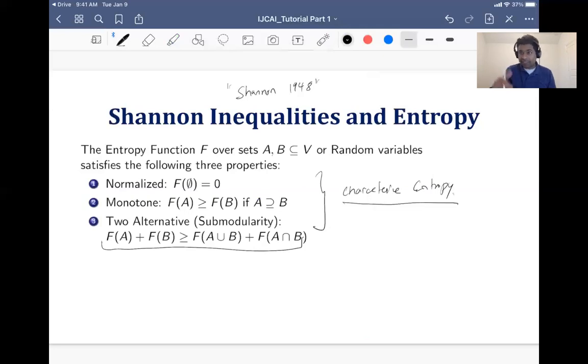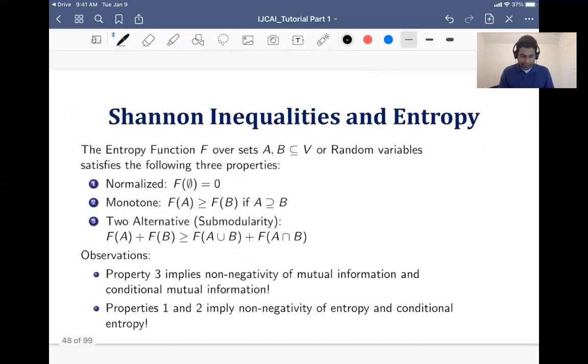Shannon didn't know whether this class of functions is exactly entropy or not. It turns out it's the class of submodular functions, or polymatroid functions. Since it's monotone, the class of monotone submodular functions, or polymatroid functions, is strictly more general compared to entropy. But essentially, from property 3, we get the non-negativity of mutual information and of conditional mutual information. And properties 1 and 2 imply the non-negativity of entropy and conditional entropy.